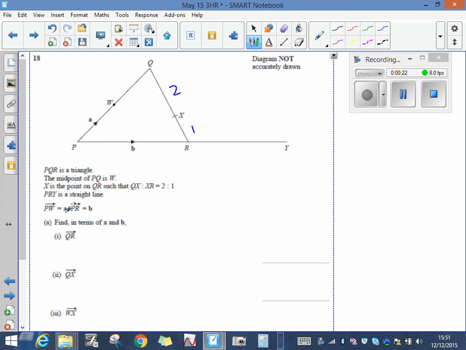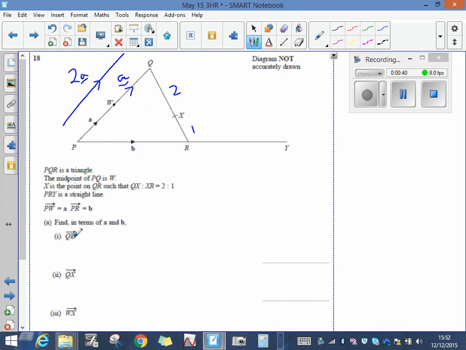You're told that PW is the same as A, so this is the vector A, this bit here is also the vector A, and from P to Q then, I like to put it out here, must be the vector 2A. And PR is the vector B. Right, that's everything on the diagram, all understood.